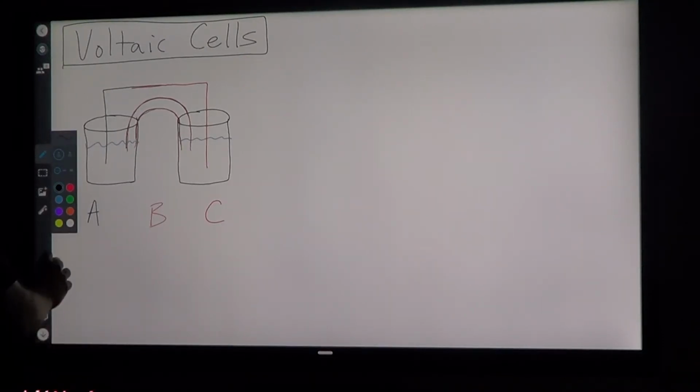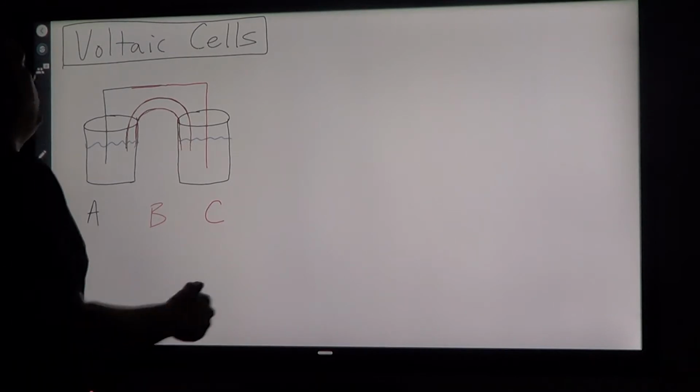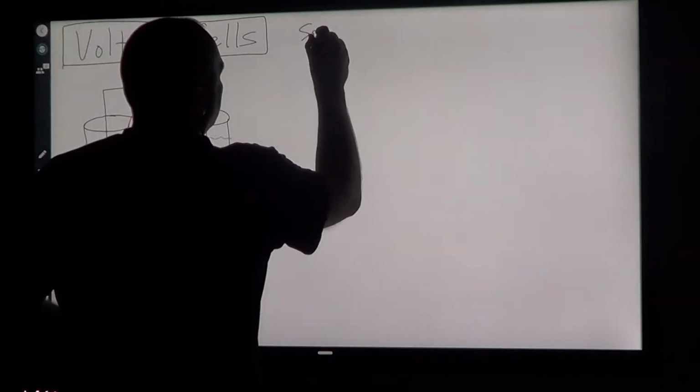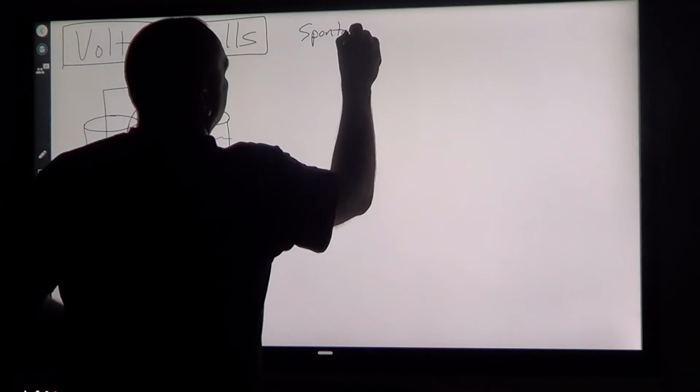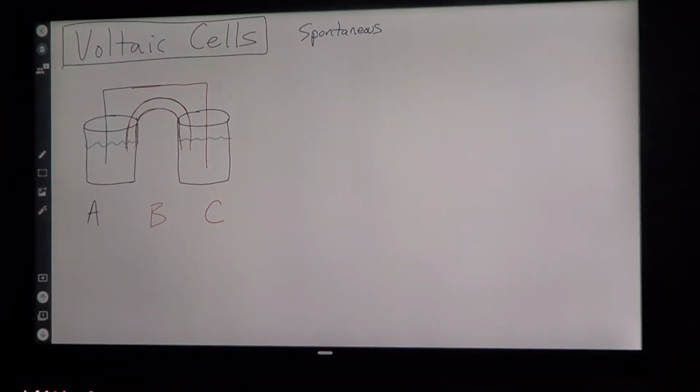Okay guys, the next chapter is about electrochemical cells, and there's two types of electrochemical cells. The first one we're going to talk about in the first lesson is Voltaic cells, and the other one we're going to talk about is electrolytic cells. But Voltaic cells are always spontaneous chemical reactions. We use these most of the time.